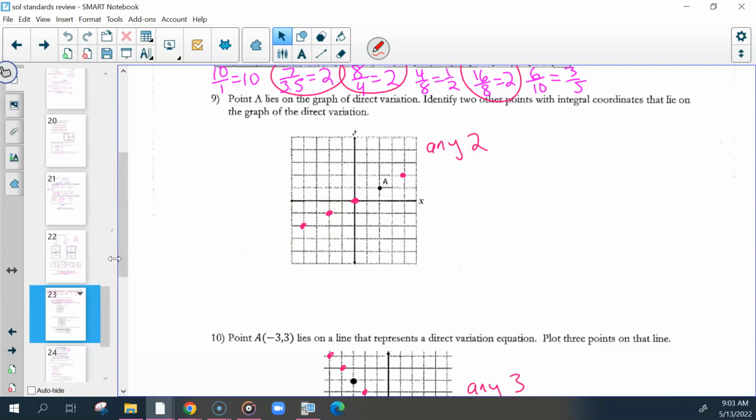Questions on that one? To check yourself in Desmos for this, you would have to know your k value or your slope, put in your equation, and see if all your points fall on your line.